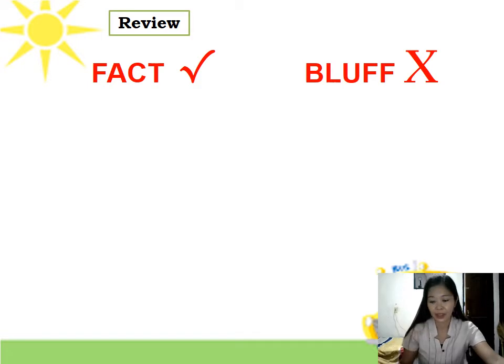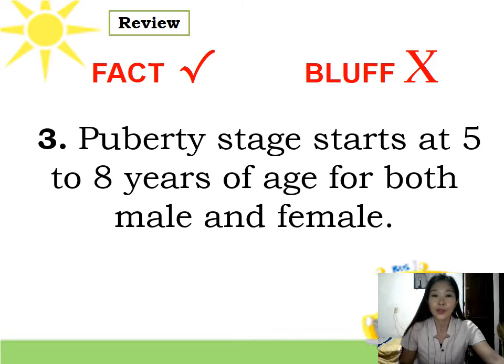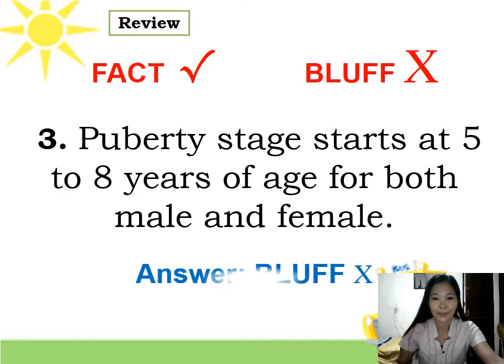And the last one is puberty stage starts at 5 to 8 years of age for both male and female. Is it a fact or a bluff? Five, four, three, two, one. And the answer is bluff. Did you get the correct answer? If yes, you are correct. Very good, children.